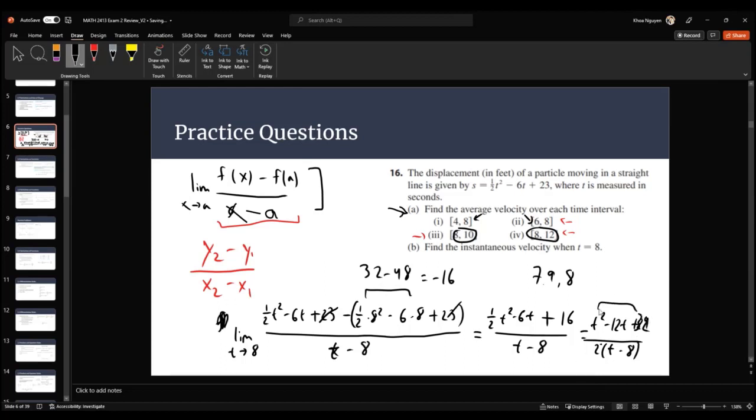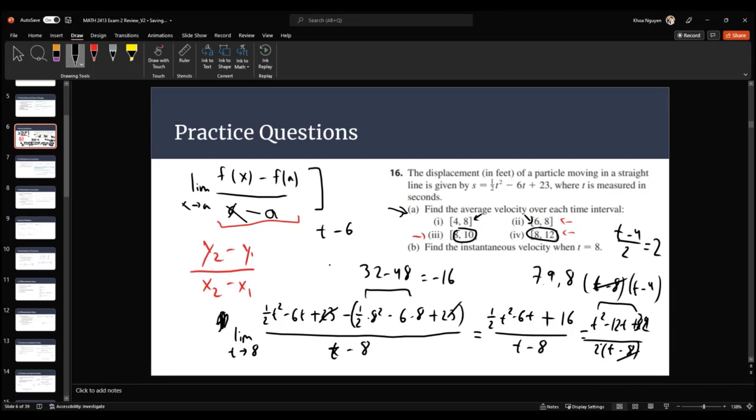Yeah, so then this factors to t minus 8 and t minus 4. So t minus 8, t minus 4. And the t minus 8 on the top and bottom should cancel. You should get t minus 4 over 2. And then when you plug in 8 into that, you end up with 4 over 2, which is 2. And so that should be your instantaneous velocity. And we did do, like, I'm sure now you know how to do regular derivatives. So if you do the derivative of s like normally, you would get t minus 6.